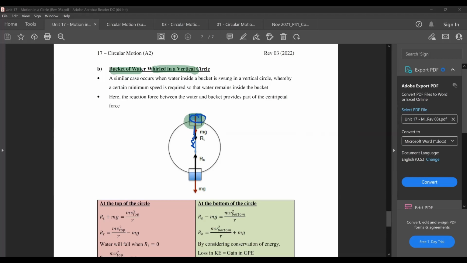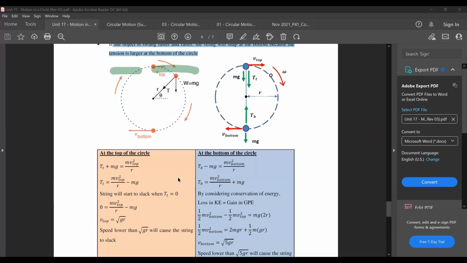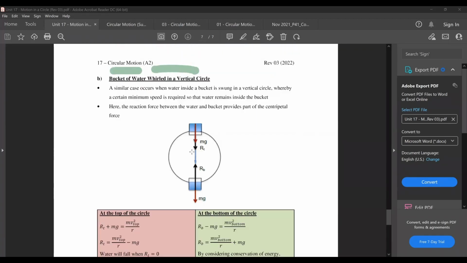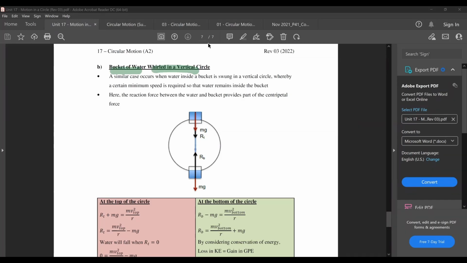So here, how do I know what's the speed at which I need to swing the bucket so that water remains inside the bucket, so that the water can complete a circle? The analysis here would be exactly the same as what you did before. The only difference now is the forces that you are considering. You would have to change out one of the forces.